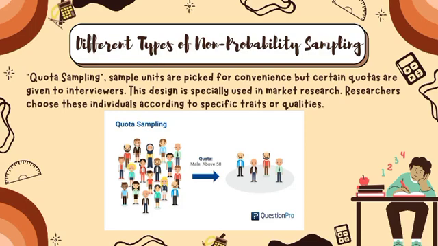Sample units are fixed for convenience, but certain quotas are given to interviewers. This design is specially used in market research. Researchers choose these individuals according to specific traits or qualities. Gaya sa illustration, halimbawa, nakafocus ka lang sa mga lalaking above 50s. Kukunin mo lang from the population yung mga respondents ng mga male na above 50s. So, that is the quota sampling.